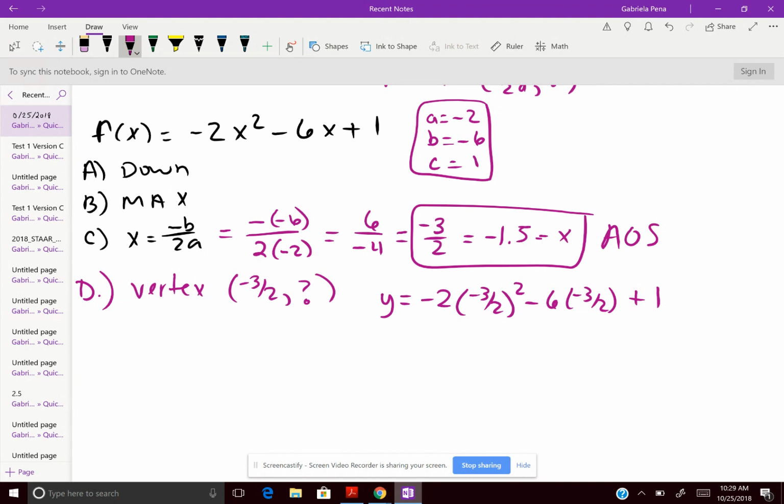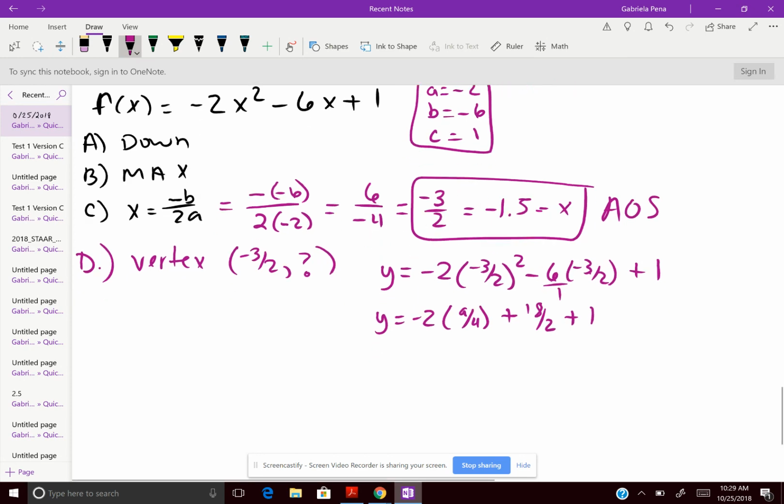You do this slowly. What is -3 over 2 squared? What's -3 times -3? 9. What's 2 times 2? 4, right? So this is going to become -2 times 9 over 4. This is a negative times a negative, so it becomes a what? Positive. 6 times 3? 18 over 2 plus 1. Are we okay with that?